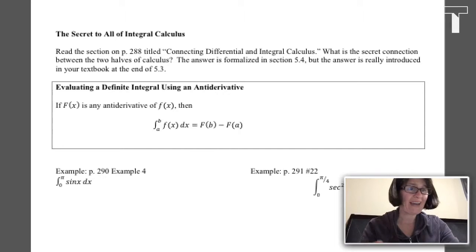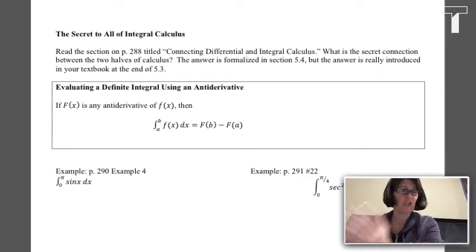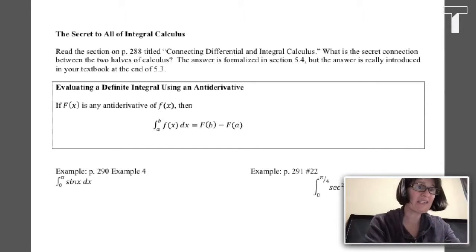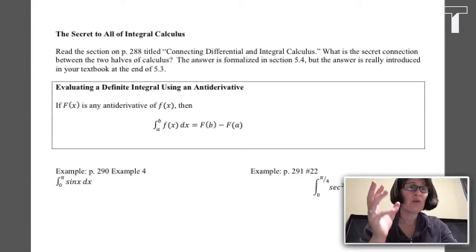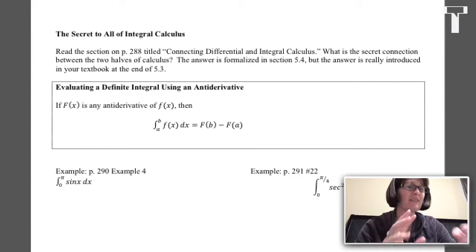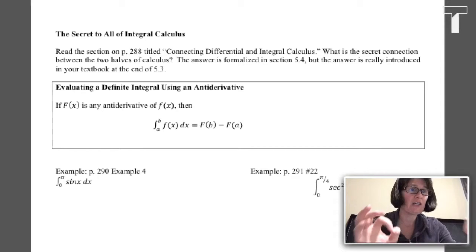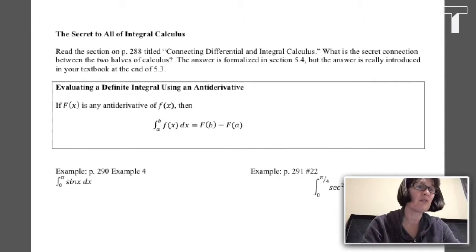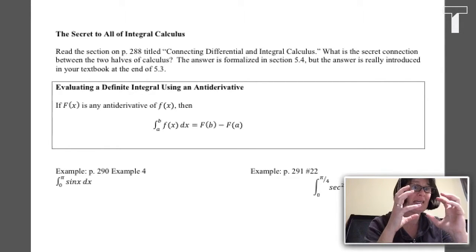Okay, so who would have guessed that taking a derivative, finding the slope of a tangent line, could be connected to finding the area under a curve? But Newton and Leibniz, the fathers of calculus, figured it out. Here is the secret. You can undo an integral with a derivative, and you can undo a derivative with an integral. This is going to get formalized in section 5.4, but this is the key to all of the rest of calculus.